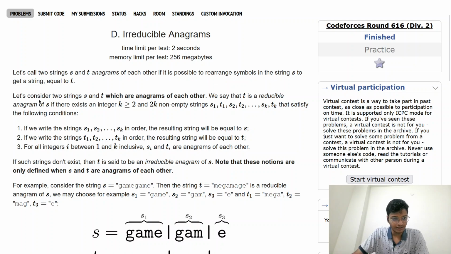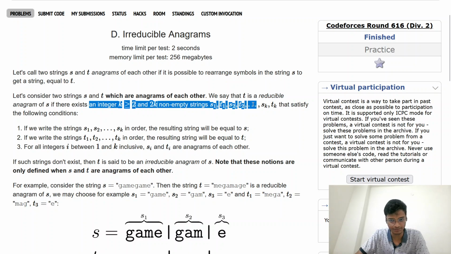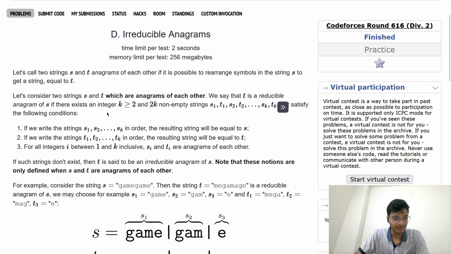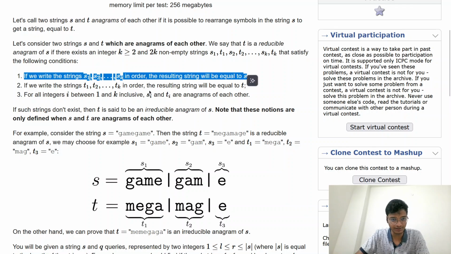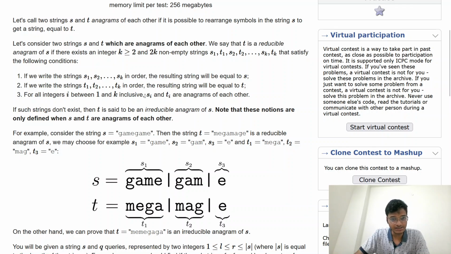So we say T is a reducible anagram of S if there exists an integer k greater than or equal to 2 and 2k non-empty strings, that is S1 to Sk and T1 to Tk, that satisfy the following conditions. If we concatenate the strings, it should result in string S and T, and each and every pair of the partition that we have done should be anagrams of each other. So what is a reducible anagram?